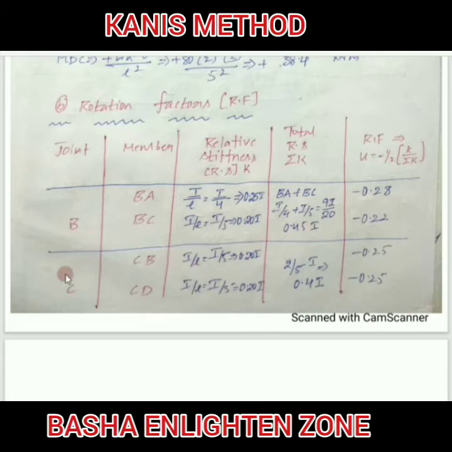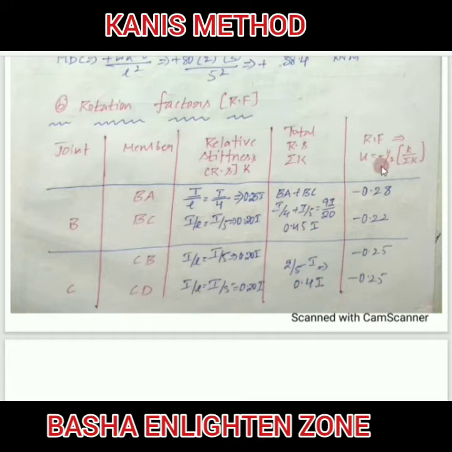Similarly, for joint C also, I am summing its two connecting members, that is CB and CD. Then you will get I by 5 plus I by 5. That one will be equal to 2 by 5 into I. That one will be equal to 0.4 into I. So you will get the individual relative stiffness. After that you will get the total relative stiffness for that particular joint B and joint C.